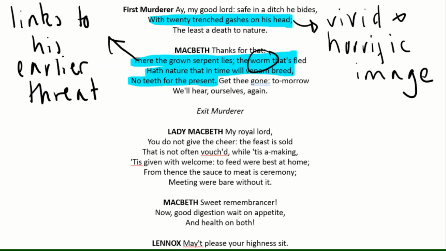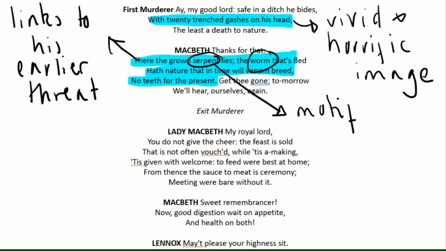Okay. And circle serpent for me. Now, the word serpent keeps popping up. "Look like the innocent flower, be the serpent under it." The idea of the snake is popping up. Now, this is a motif.